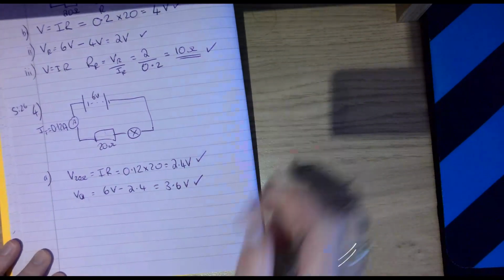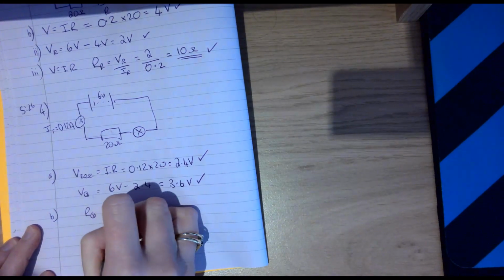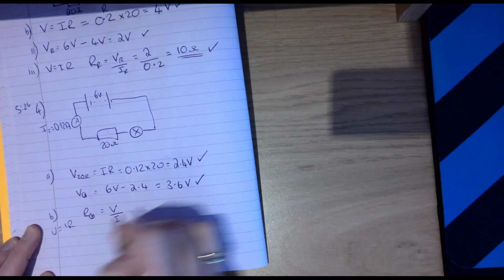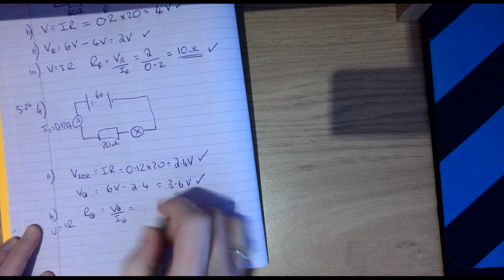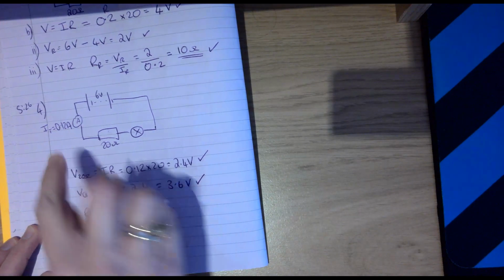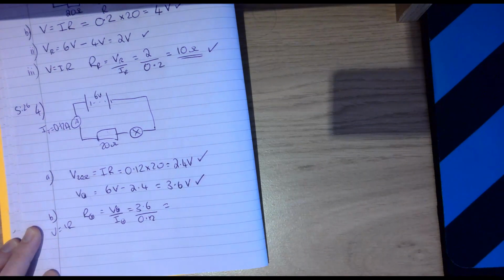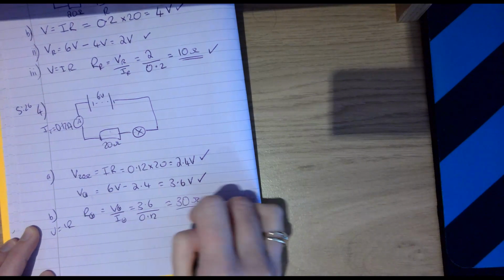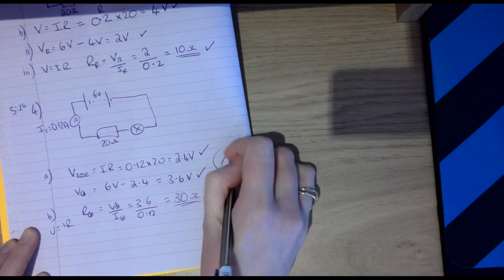And then it wants us to calculate the resistance of the torch bulb. So resistance is voltage divided by current from Ohm's law, V equals IR. So the voltage of the bulb is 3.6 and its current is 0.12 because the current's the same all the way around. So that is 30 ohms for 1 mark. So that one's out of 3.